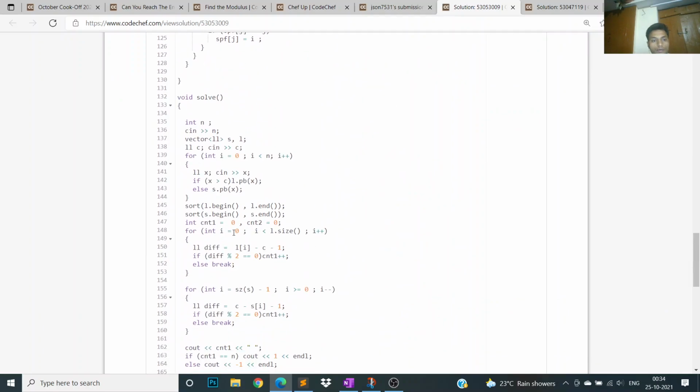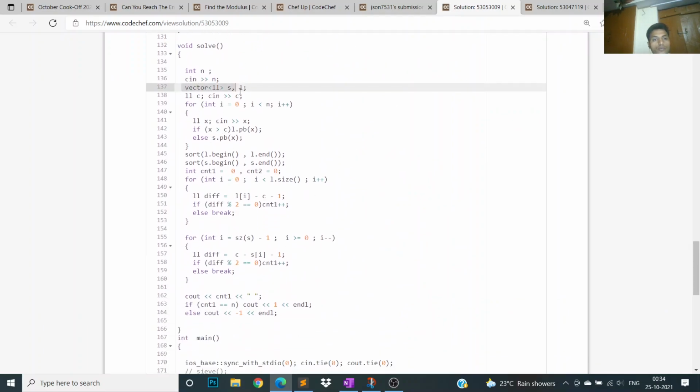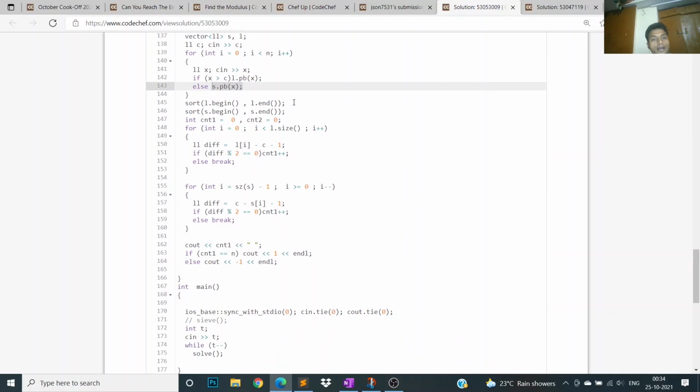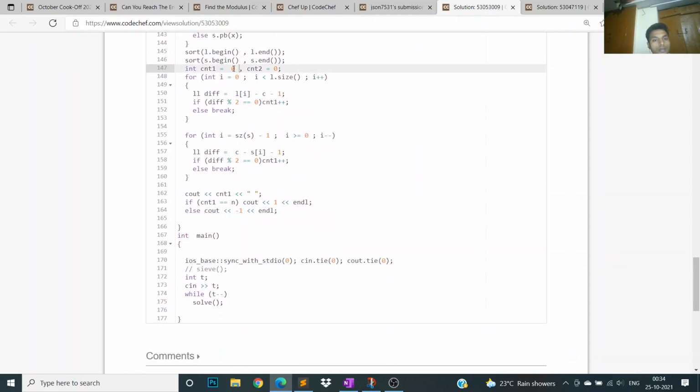This is also a simple problem. So we are just taking two vectors, small and large, and the chef position. If a position is greater, I will push it into the large one, and if it's smaller, I will push it into the small one. I will just sort both of the arrays, and take count two and count one, how many police officers will be terminated.